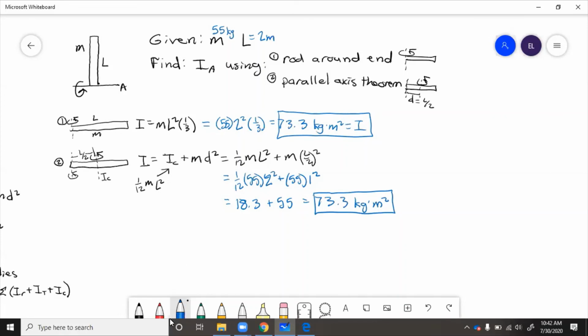We can also look at this. If we were to just work this out completely in variables, we would see that parallel axis theorem simplifies down to the same formula for the rod around at the end. That's actually how they got it. So we take this parallel axis theorem one, so we'll have I equals 1/12 m L squared plus m L over 2 squared equals m L squared times 1/12 plus 1/4 equals m L squared times 1/3. So if we work it out in variables, we get the exact same formula.